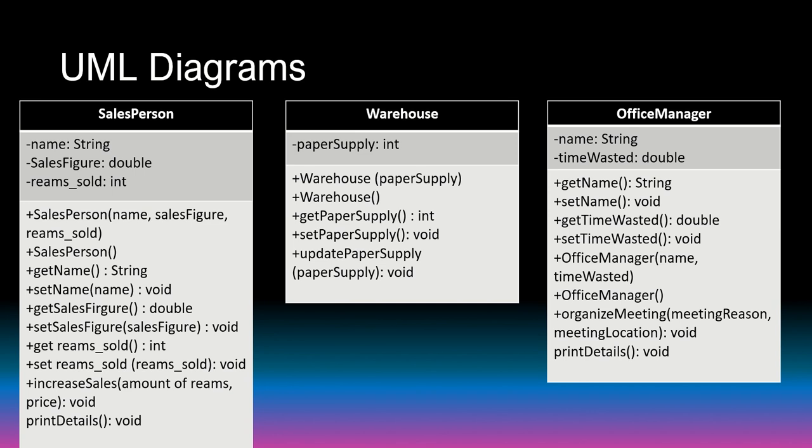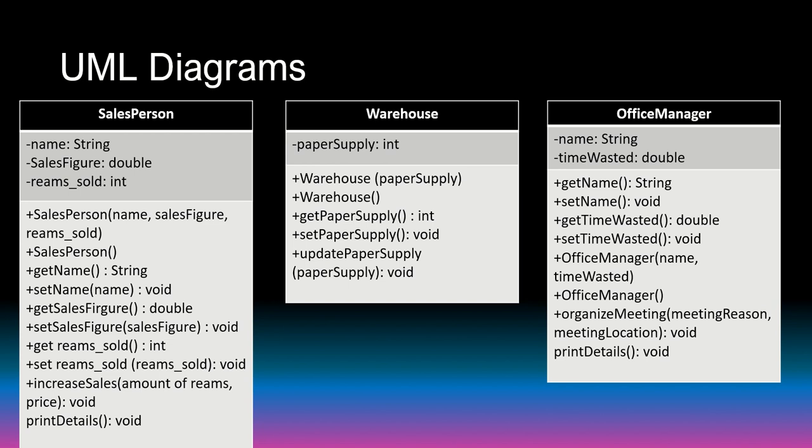With the salesperson, we are going to declare the attributes in our first box. So the very top box is the name of the class. The first box below that are the attributes. For every salesperson that we create, we want to know their name, their sales figure, meaning how much money they have sold this year, and then the number of reams of paper they have sold.